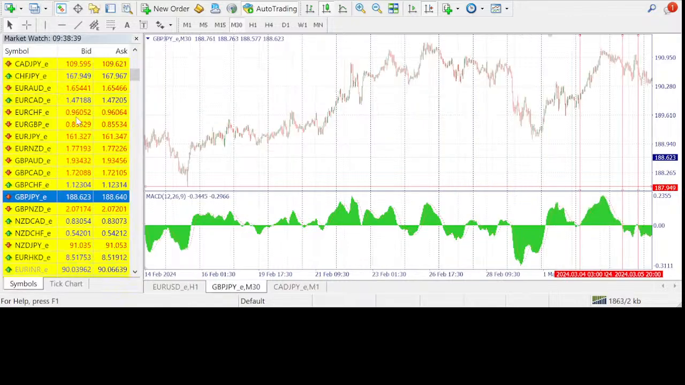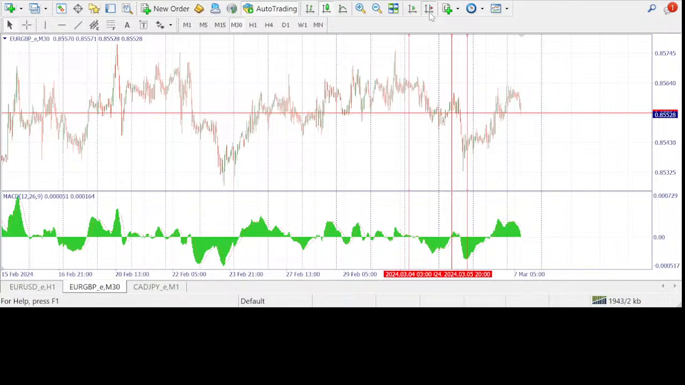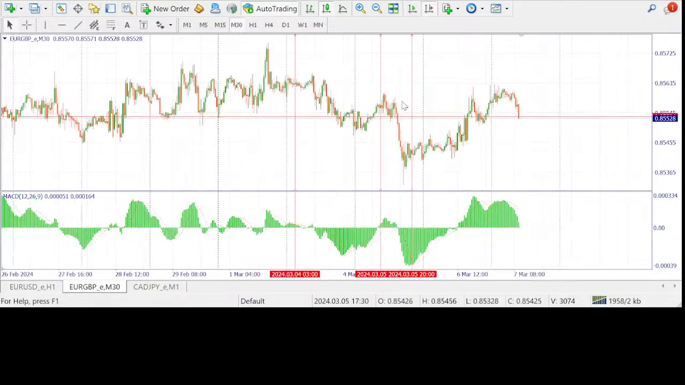The other chart is EURGBP. So far it looks like the price is in an uptrend. You can see from this point here, we had a very good crossover to the upper side, and then on this level here, we had a crossover to the lower side. So this is a downtrend, but this downtrend did not continue as such.